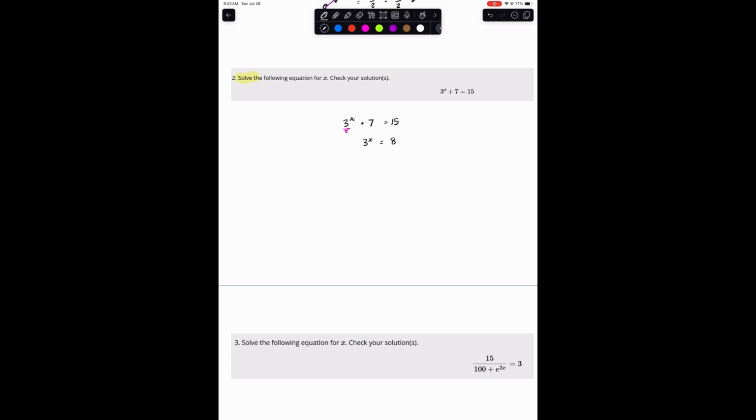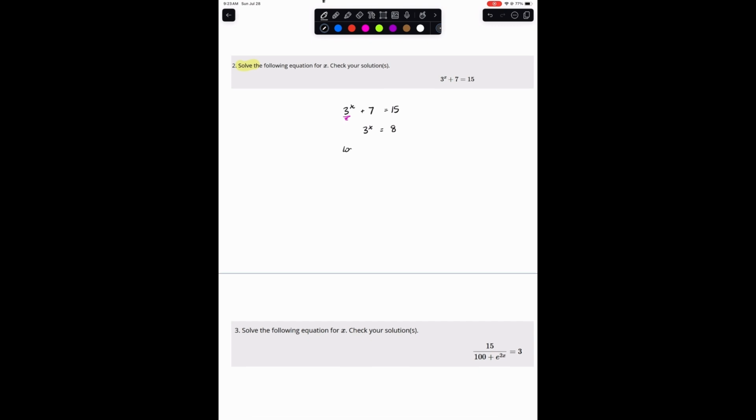And now we can take the log base 3, right? So log base 3 of 3 to the x equals log base 3 of 8. Same base, so they cancel. And you get x equals log base 3 of 8. Okay. That is my answer.